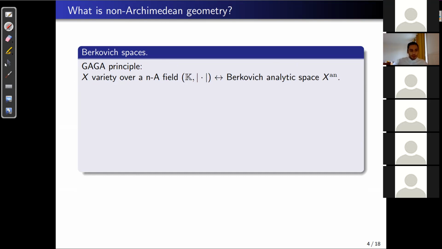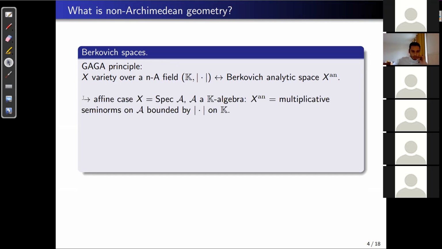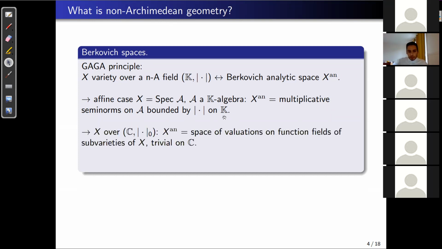So this is something that we're going to describe in some simple cases. In the affine case, if X is the spectrum of an algebra of finite type over some non-Archimedean field, then you can realize the Berkovich analytification as the set of multiplicative semi-norms on your algebra. So these are algebra semi-norms that are bounded by the usual absolute value on your field. And you endow this with the topology of pointwise convergence.